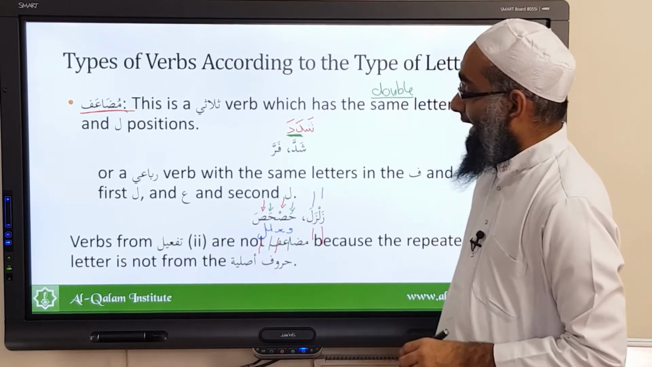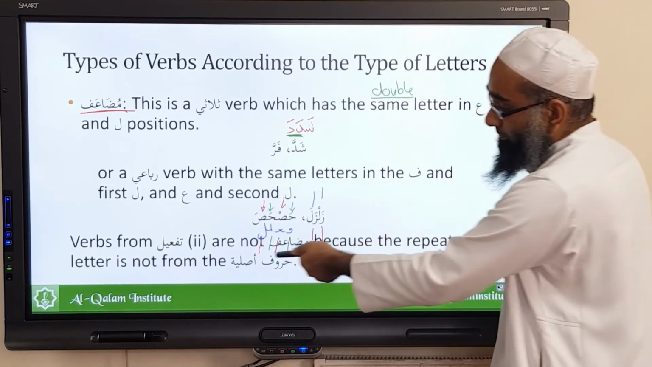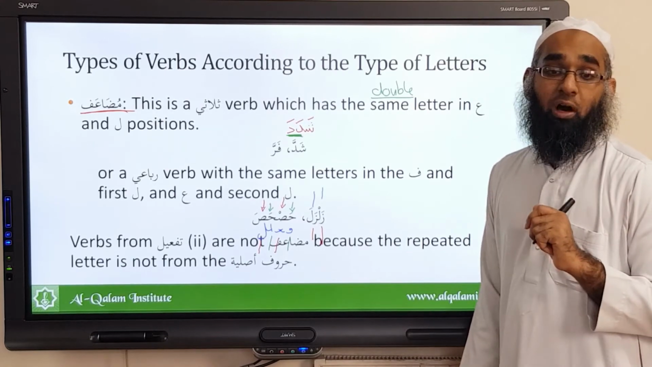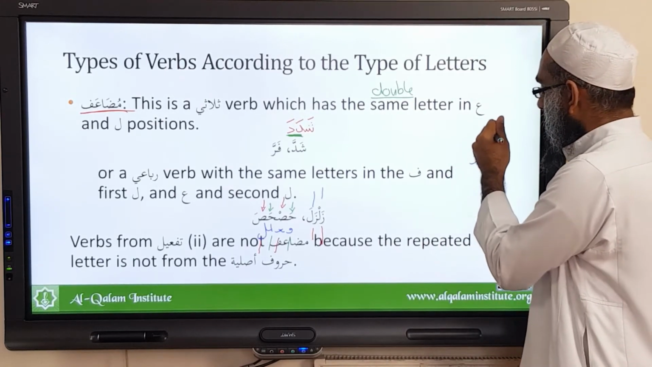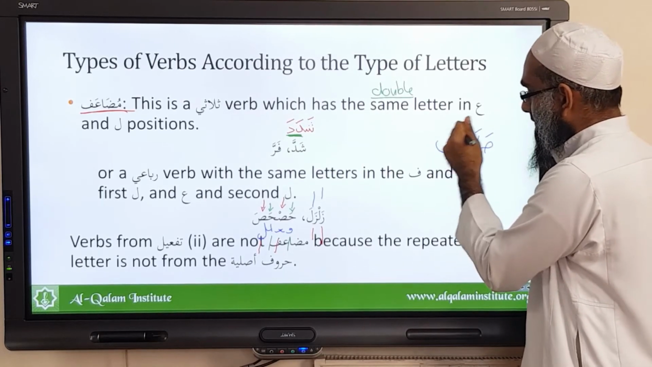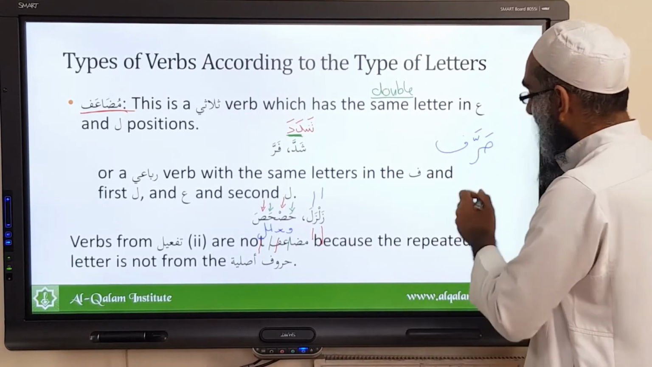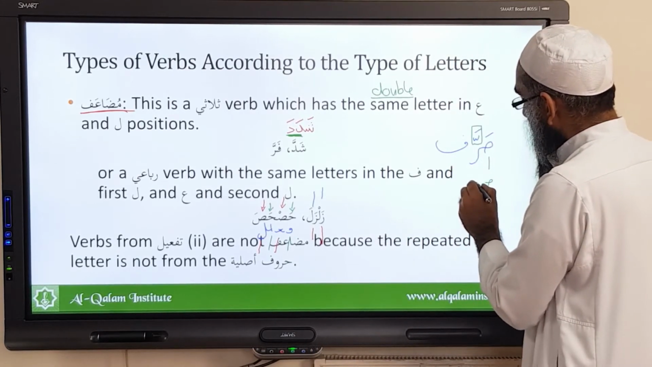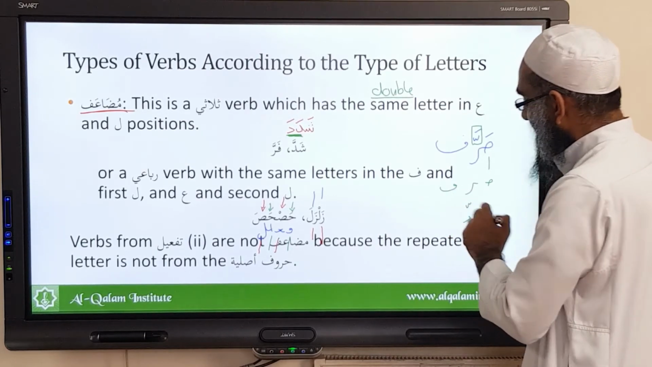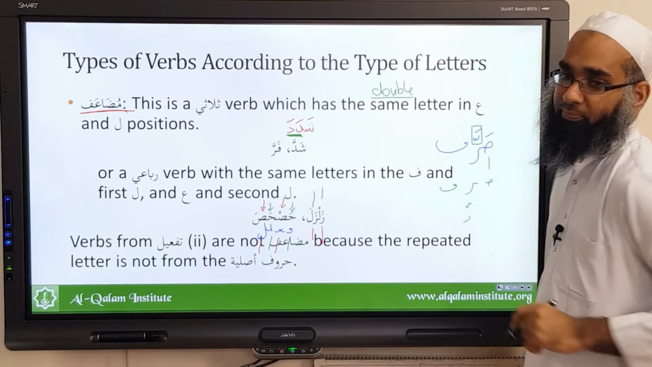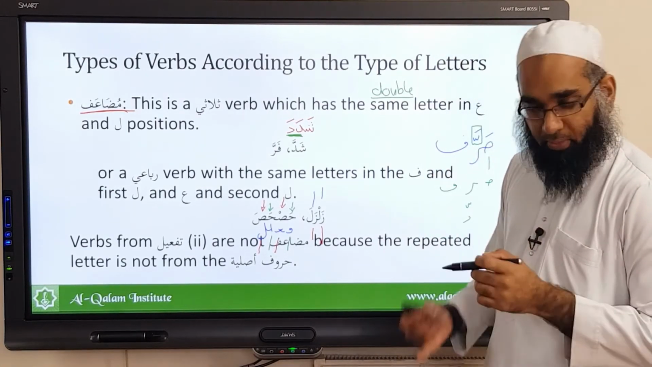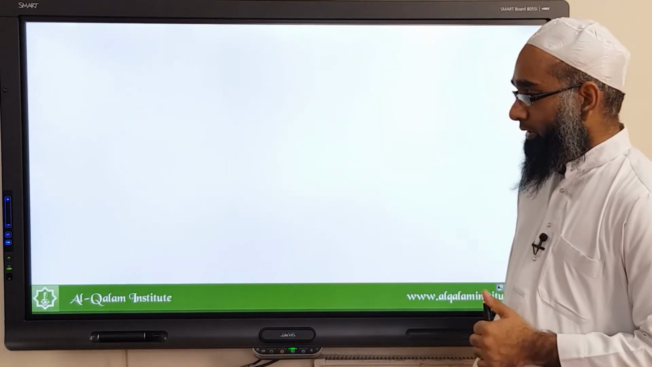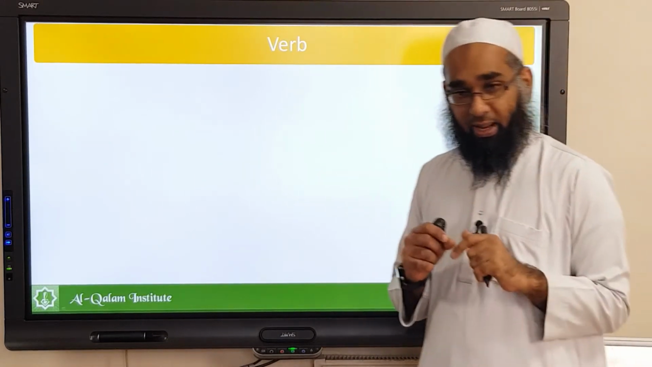Now, what you have to remember, as I mentioned before, is that if a word comes from bab taf'il, you don't call it mudha'af. For example, the word sarrafa. Is that mudha'af? No, it's not, even though it has a shadda inside. Because the harf asli is sad, ra and fa, and the shadda, the extra ra, is extra. So this is not mudha'af. It's mazid fih. So in bab taf'il and bab tafa'ul, the shadda does not make it mudha'af.